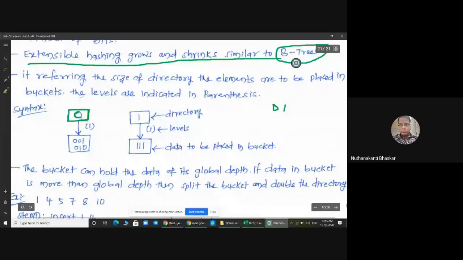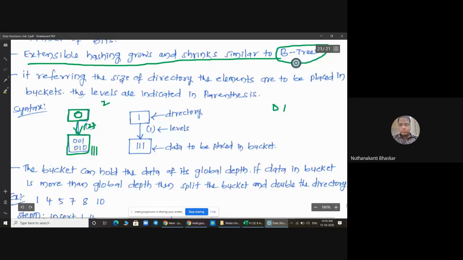Now I am going to take the global size of the bucket as 2. You can take any size. If I take 2 as the global size, then this bucket is going to accept only two values. Here again, I want to insert this triple one. Is it possible now?